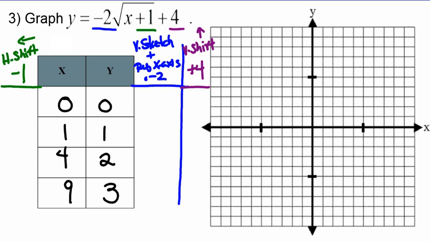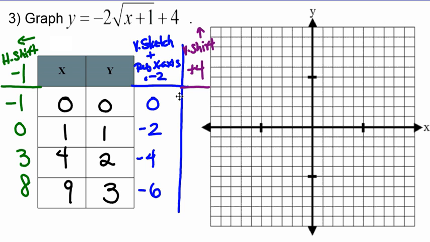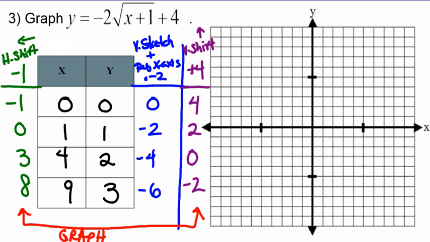So, by applying those changes, right, vertical stretch and reflection to the outputs, horizontal shift to the left 1 unit. We still have to do that vertical shift up 4 units to get our final points. So these are our input values. These are their corresponding output values that we're going to use to create the graph. So I think a scale of 1 will be okay for those. We can plot our points on our graph and see the curve for our function taking place.